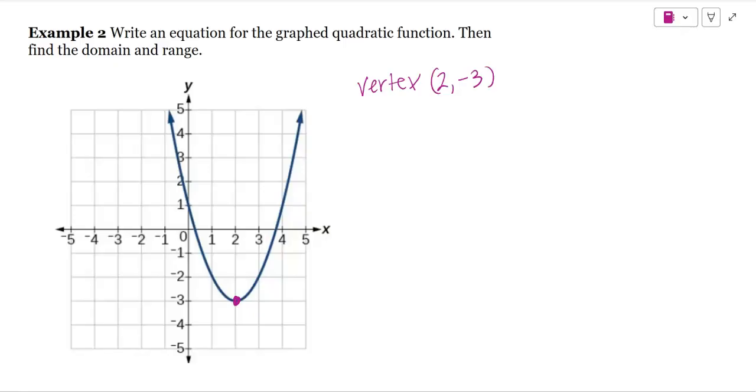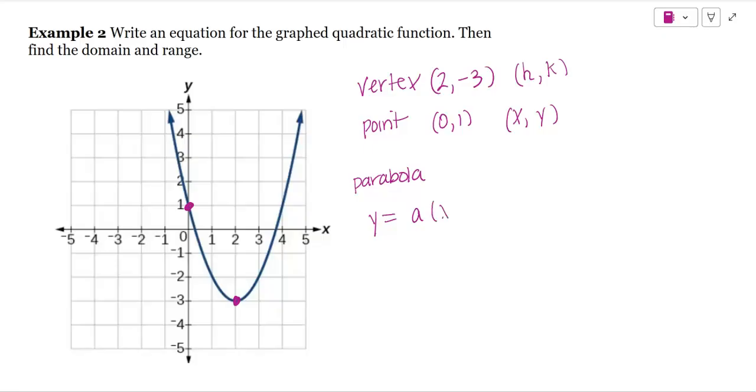And what we're going to do next is pick any other point that's on the graph. So I see that there's a point right here, the y-intercept. So I have another point on the function, which is 0, 1. And we're going to call this x, y, and the vertex is h, k. So the general formula for a parabola in vertex form is y equals possibly some letter a that's stretching the parabola, x minus h, the quantity squared, plus k.